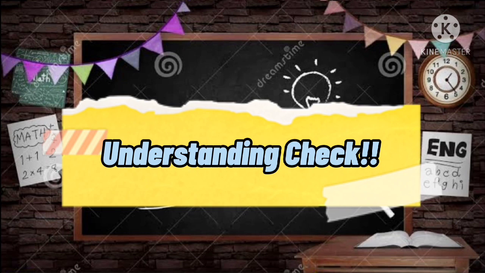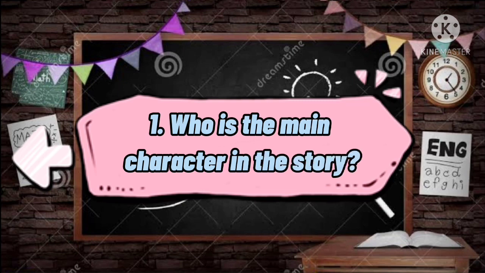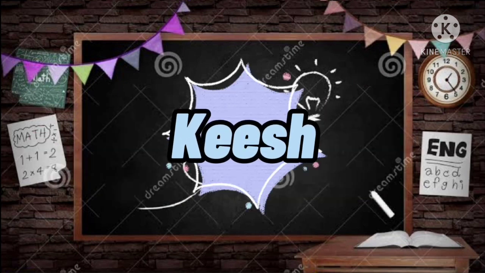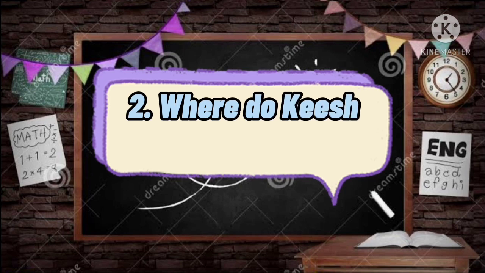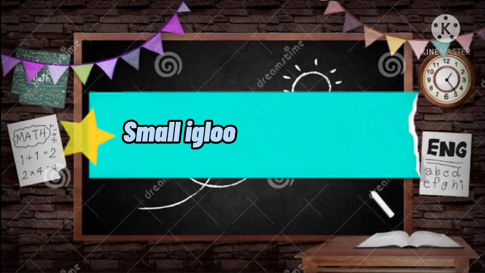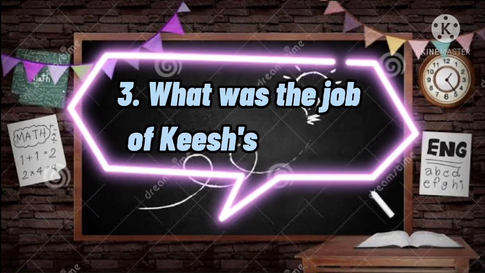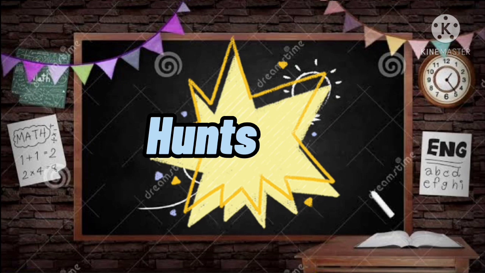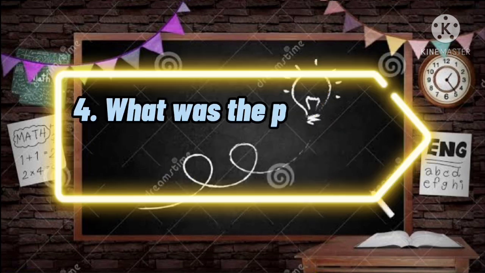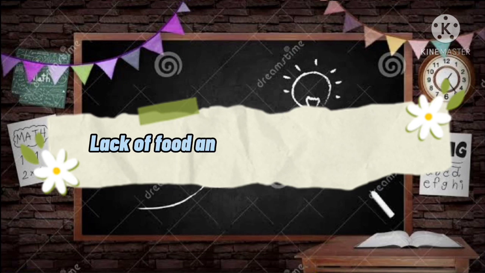Let's see if you really understand the story. Question number 1. Who is the main character in the story? The main character in the story is Kish. Now, where do Kish and his mother live? And the answer is a small igloo in their village. What was the job of Kish's father? He is a huntsman. What was the problem in Kish's village? The problem is lack of food and famine in the village.